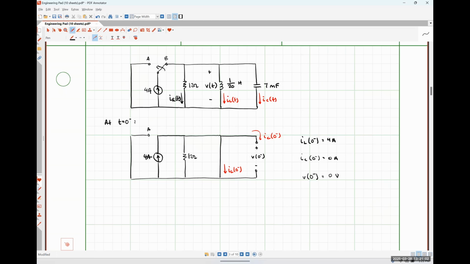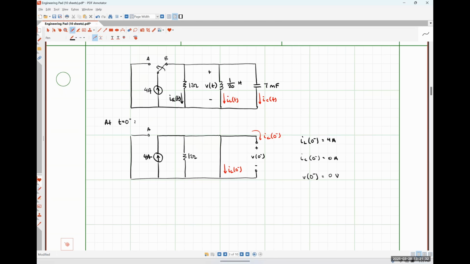No. So the capacitor is in parallel with the inductor. The inductor looks like a short circuit. The voltage drop across a short circuit is always 0. So we should always see that IC is equal to 0 amps and V is equal to 0 volts at t equals 0 minus for any parallel RLC network. It literally can't be any other way, right?